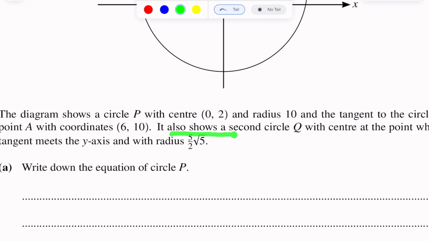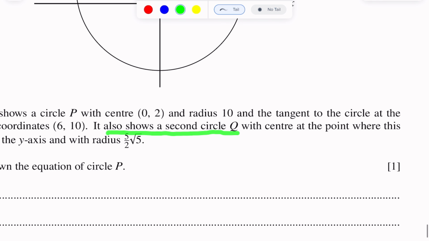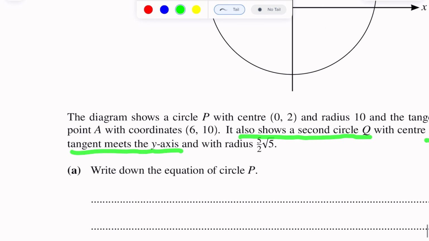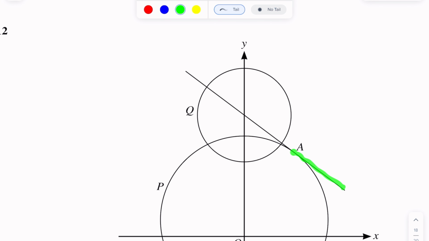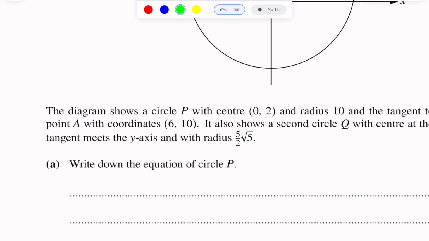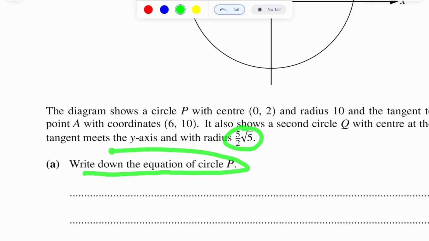It also shows a second circle Q with center at the point where this tangent meets the y-axis. This line is a tangent and this meets the y-axis at this point. This is the center of the circle Q, and radius of the circle Q is 5 over 2 under root 5. Write down the equation of circle P.